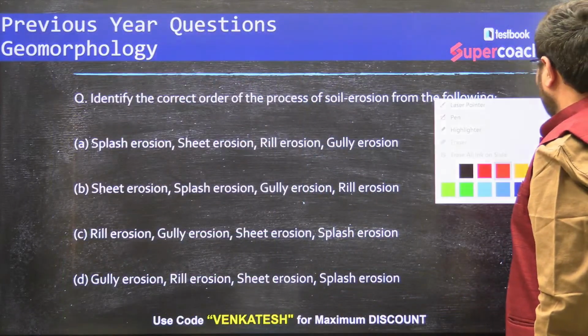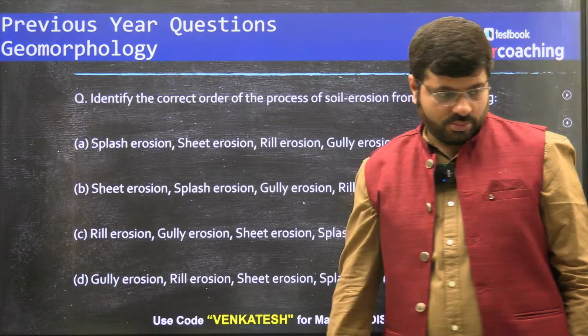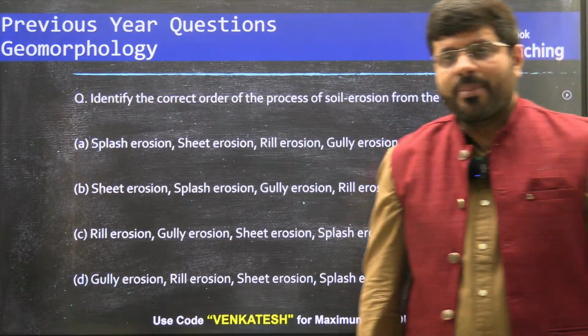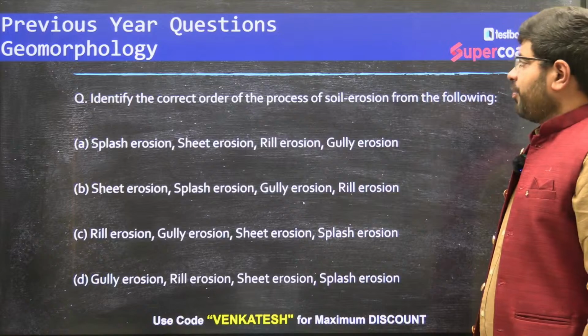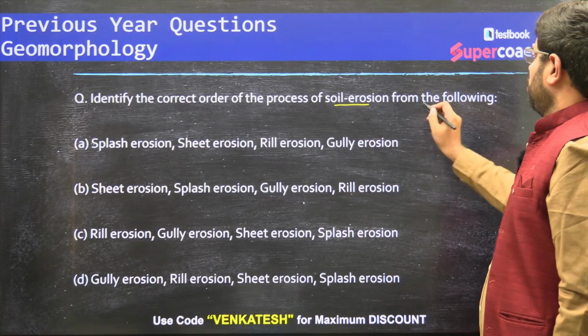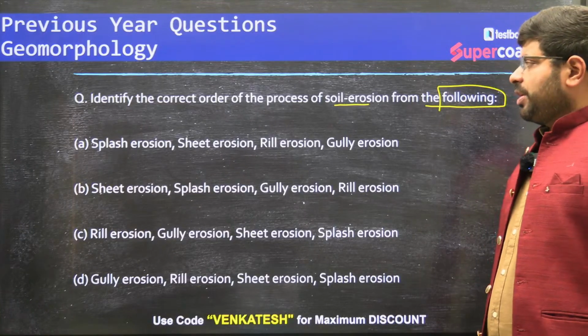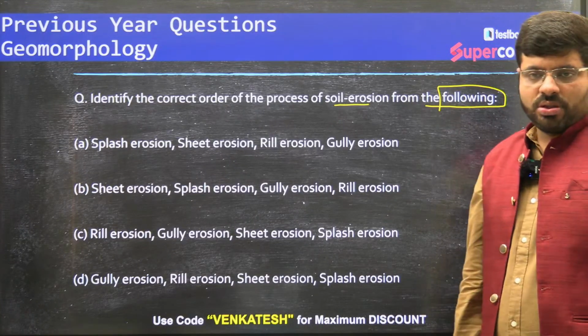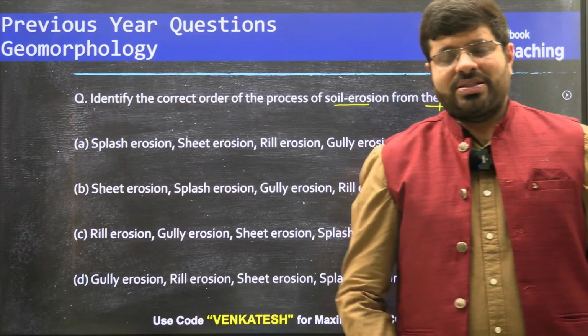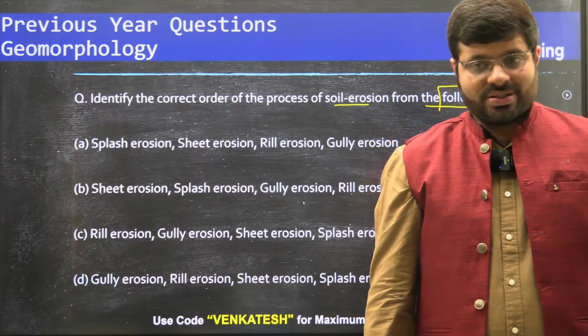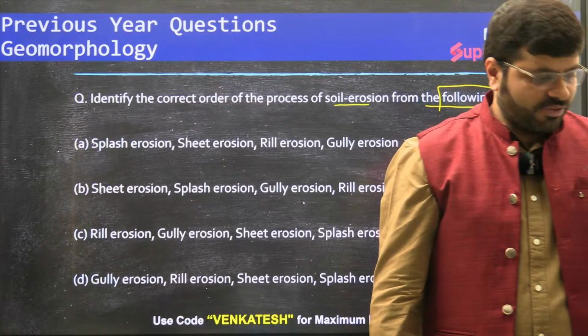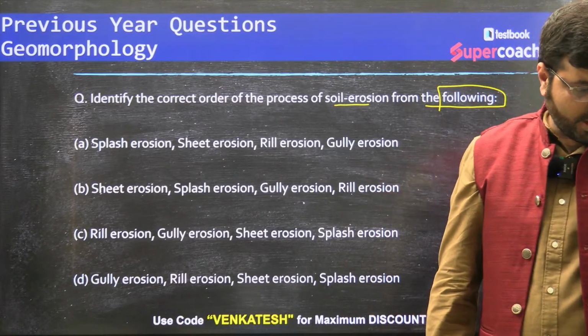Okay. Try to answer this question. Identify the correct order of the processes of soil erosion from the following: splash, sheet, rill erosion, gully erosion. You all know erosion is an important exogenic process which creates a variety of landforms. Try to answer this.